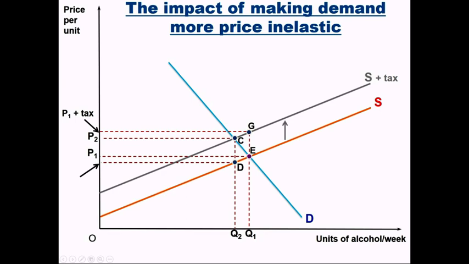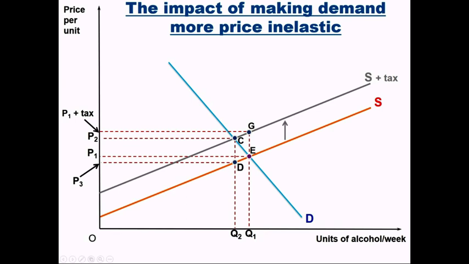The vertical distance between the supply curves is the amount of the tax, so the tax revenue is P2, C, D, P3. I've had to put a little arrow there because we're running out of space on the axis, so I've moved P3 and put a little arrow to where it goes precisely on the axis. So just to repeat that, the tax revenue is area P2, C, D, P3.